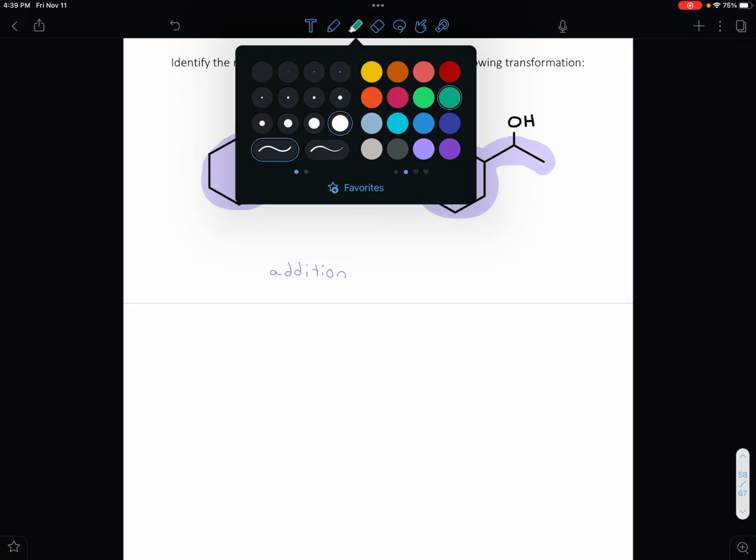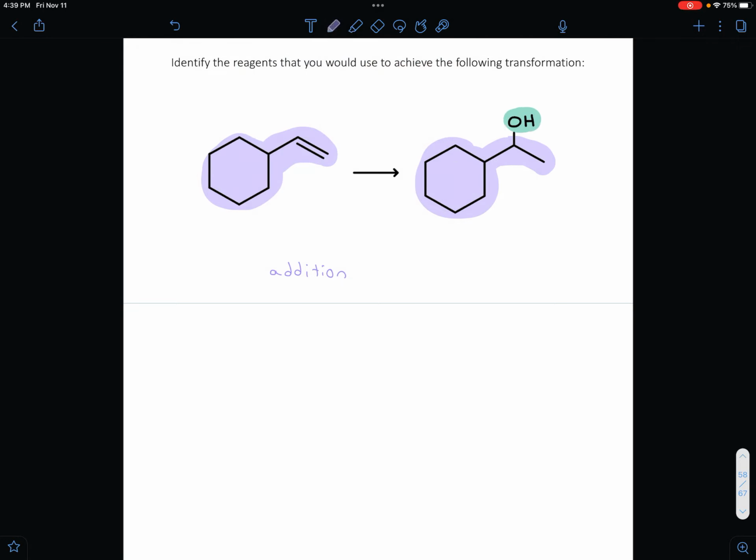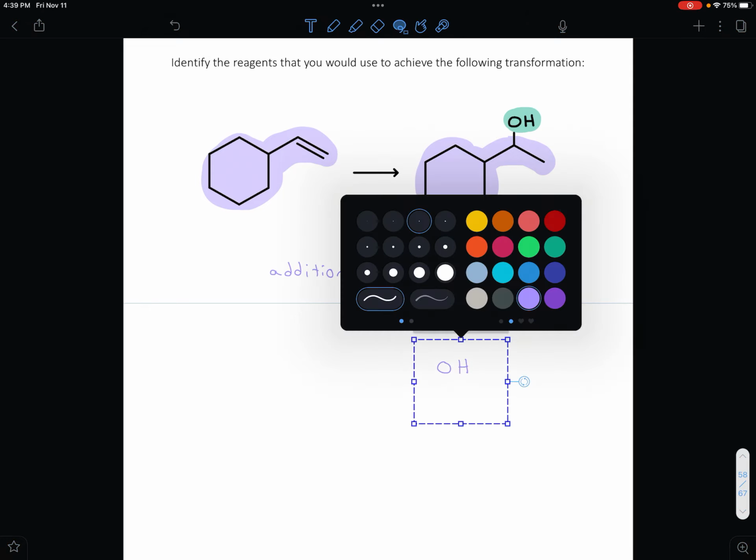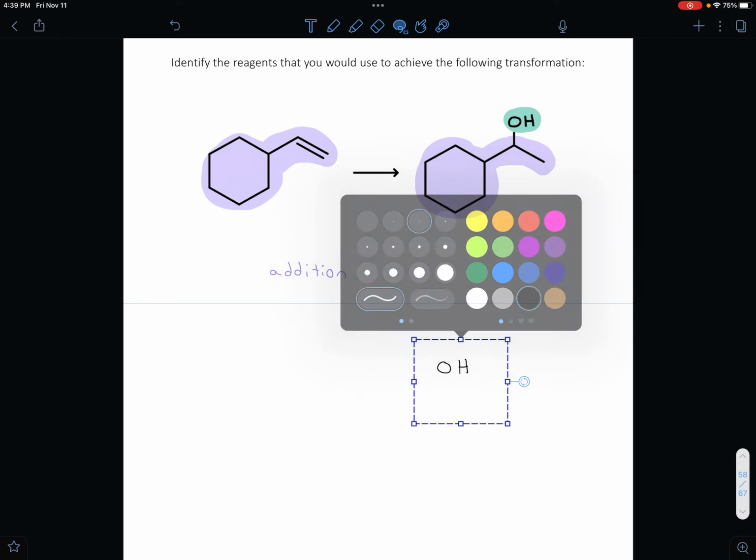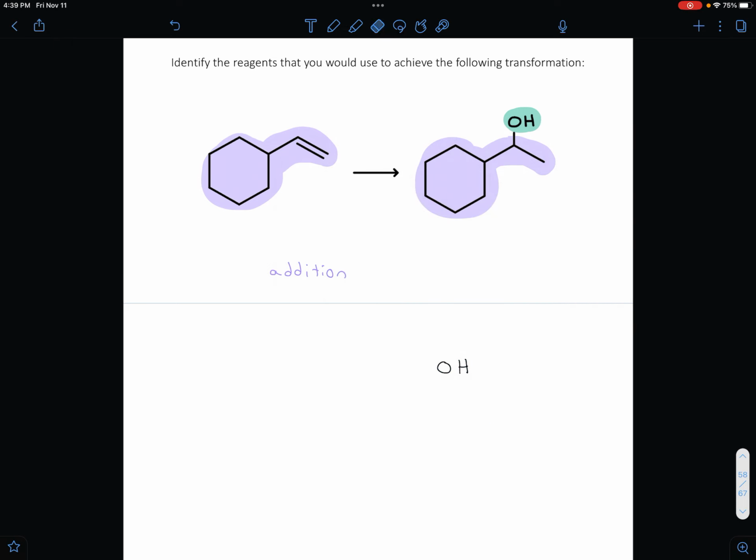Well, one thing that might stand out quite a bit is this OH. So we've definitely added an OH. It's not there in the reactants, and it is there in the products. The other thing we've added is a little harder to see because you have to see it with your mind rather than with your eye.